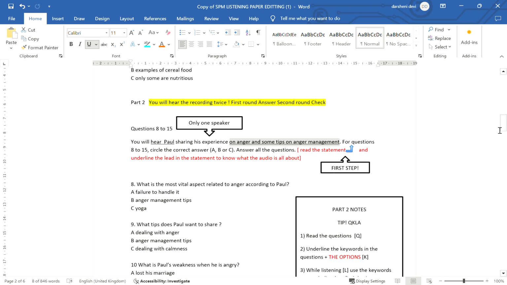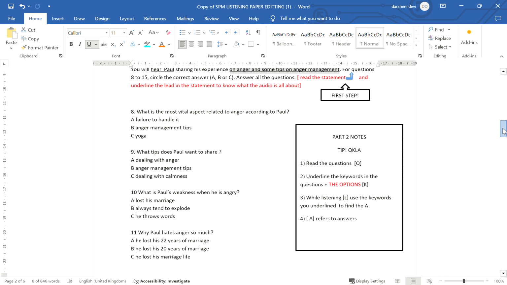Then only next you move to the second step, which is QKLA. You read the questions and then you also find the keywords in the options. For this question, keywords are not only available in the question but also in the options. So let's look at question number 8.